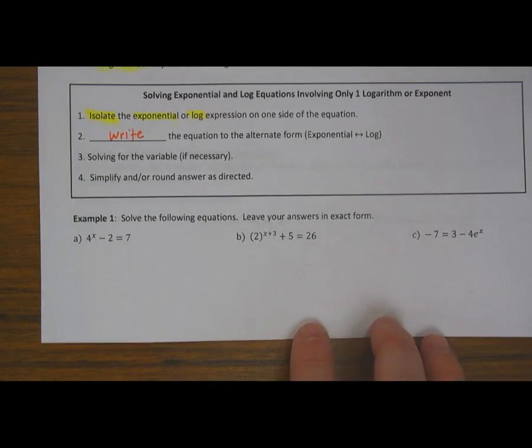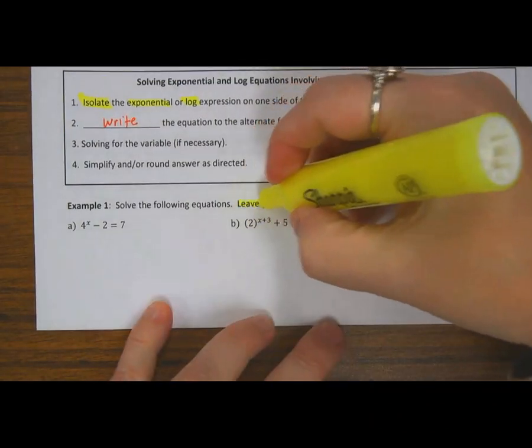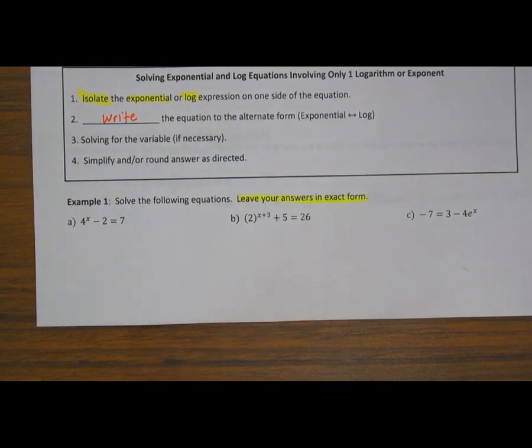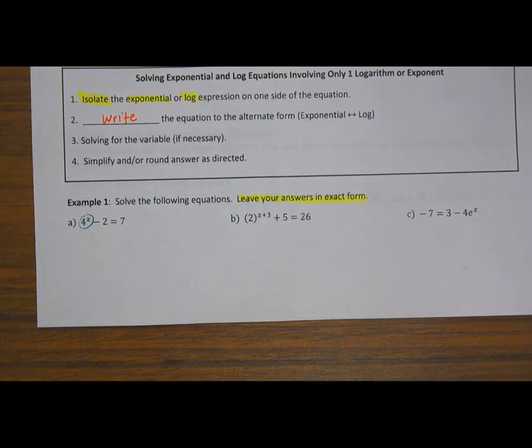If you'll notice in example 1, it does say leave your answers in exact form. That just means we're not going to grab a calculator and come up with a decimal answer. We're just going to leave it in exact form, which you'll see here in example 1, part A. Well, this is clearly an exponential equation. We don't see the word log, or ln for natural log, anywhere, so I need to solve for this exponent x. The very first thing I'm going to do is isolate this 4 to the x power.